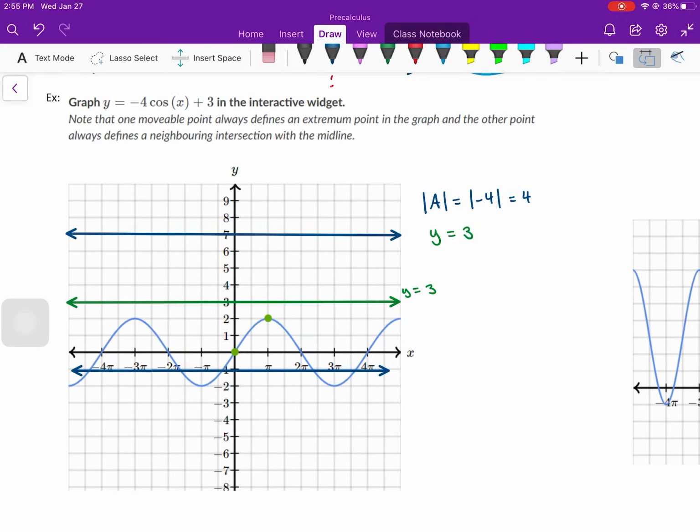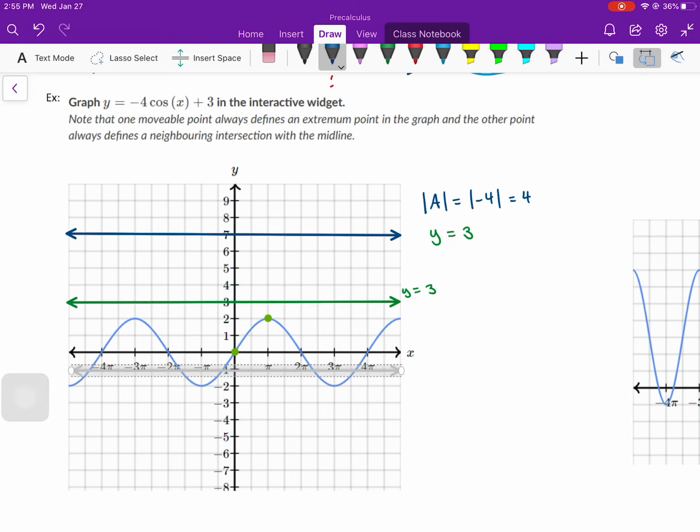Hopefully you guys can count. I've had some students struggling with counting in the past when it comes to this. So we know this is the midline, the middle of it, and then the maximum is going to be up at this point, and then the midline, and then the minimum down here, because the amplitude is how far those things are from that spot.